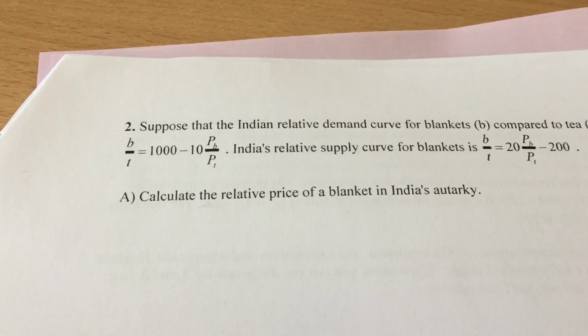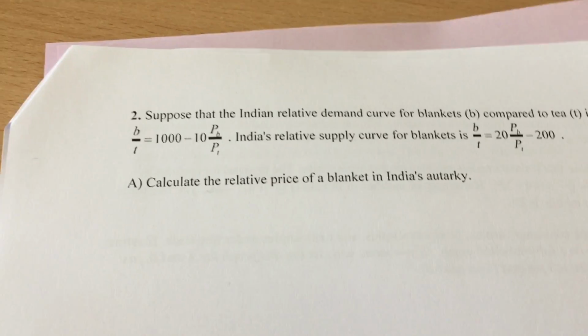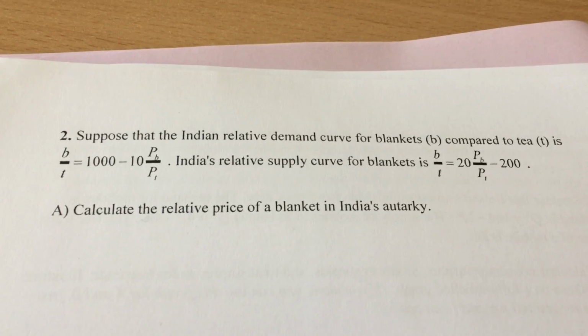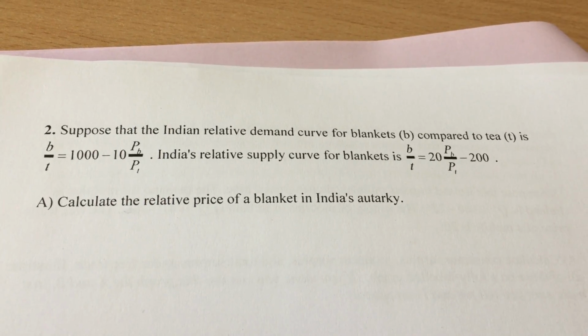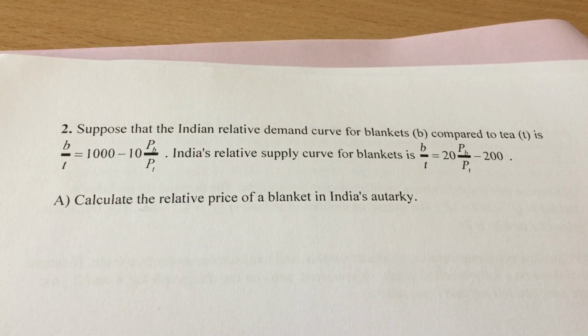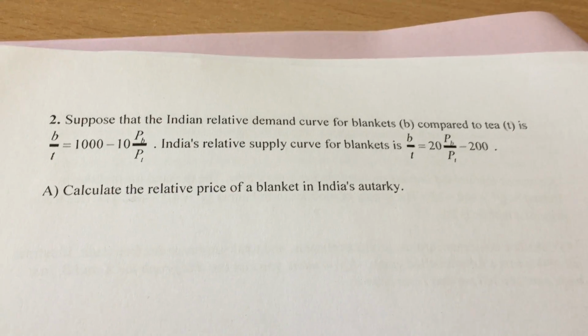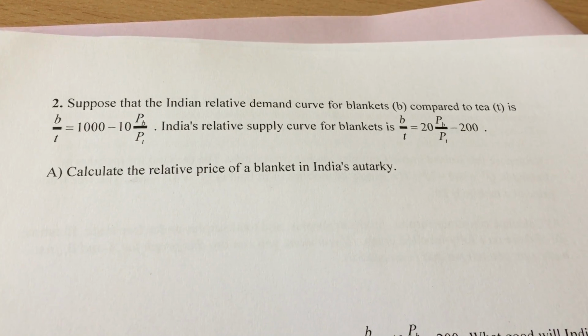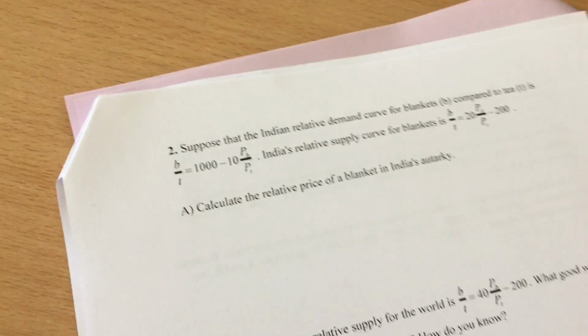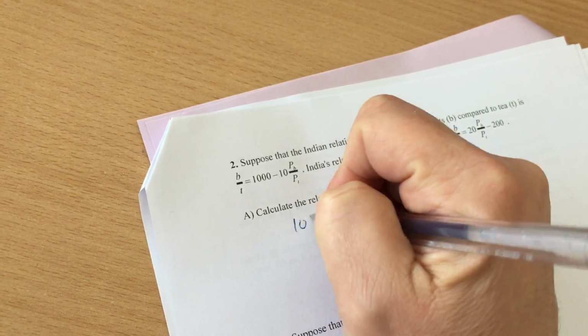Okay, so this was number 2 on the white exam. I think it was number 1 on the purple exam. Suppose that the Indian relative demand curve for blankets compared to T is that. India's relative supply curve is that. Calculate the relative price of a blanket in India's autarky. So that's where you have to make everything yourself.